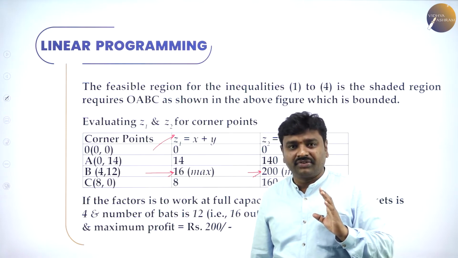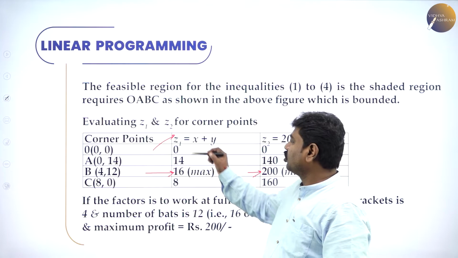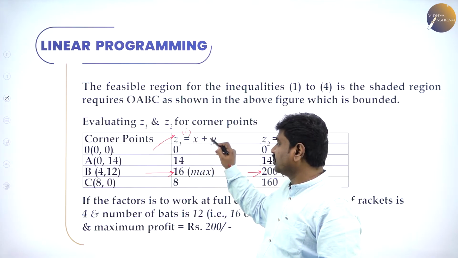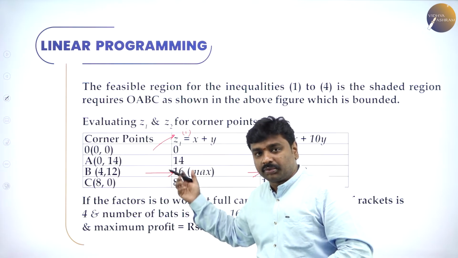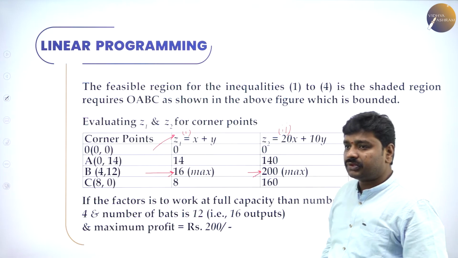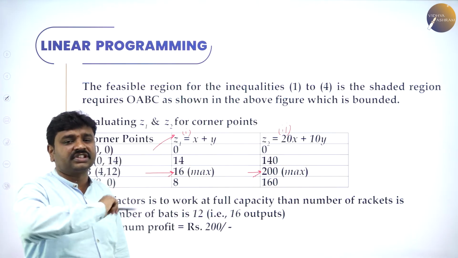You know how to draw the graphs, but every time we used to have one Z, and here two Z's. So this is Roman 1, the first part of the question: the maximum number of rackets and bats produced. And the second part is the maximum profit. So please understand, you have to become thorough in graphing from the first and second sessions.